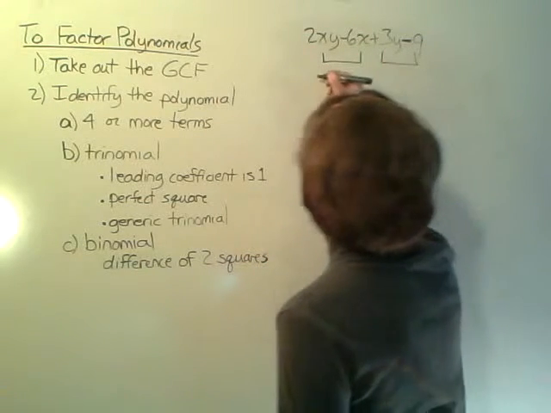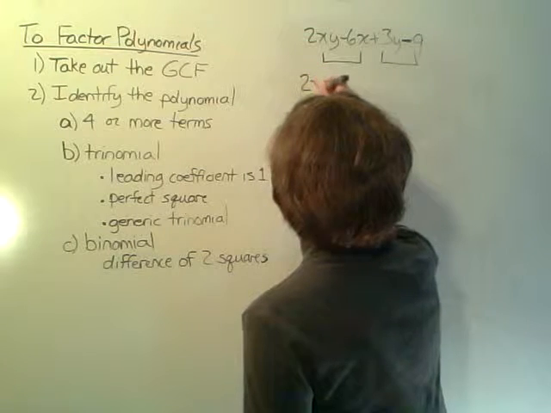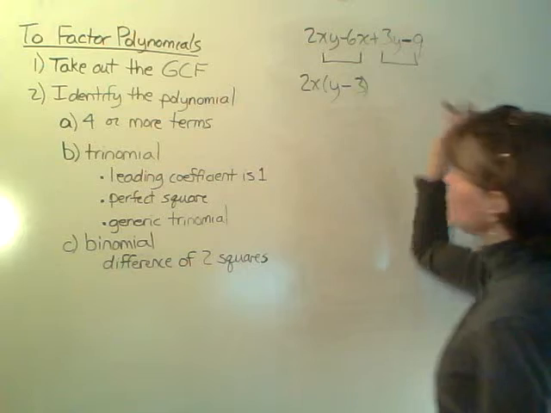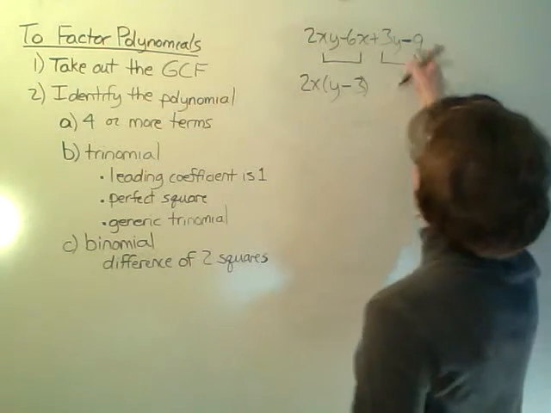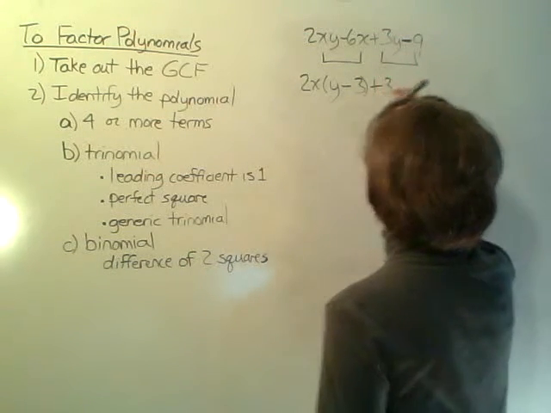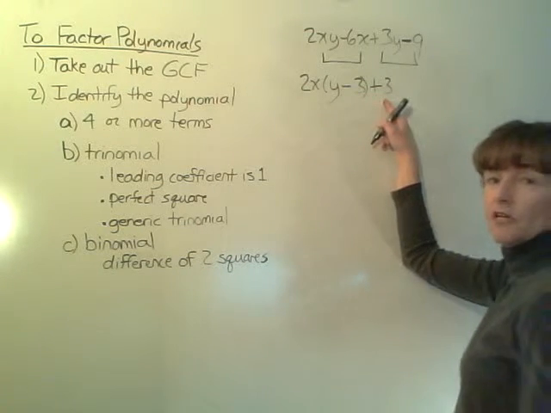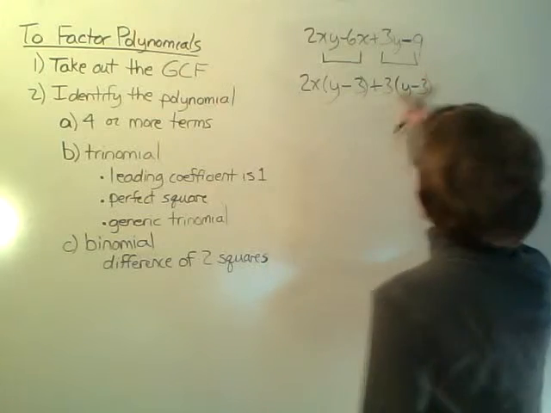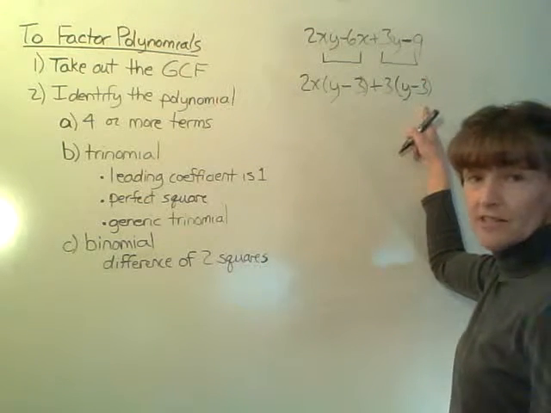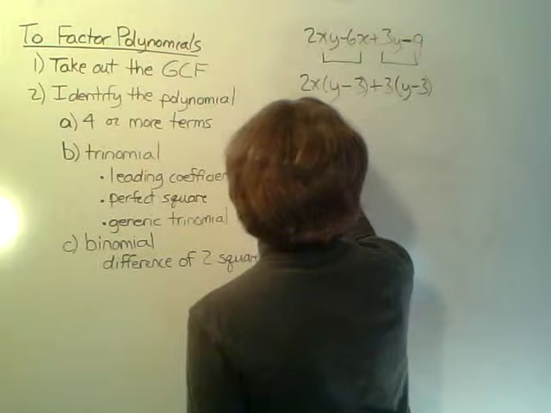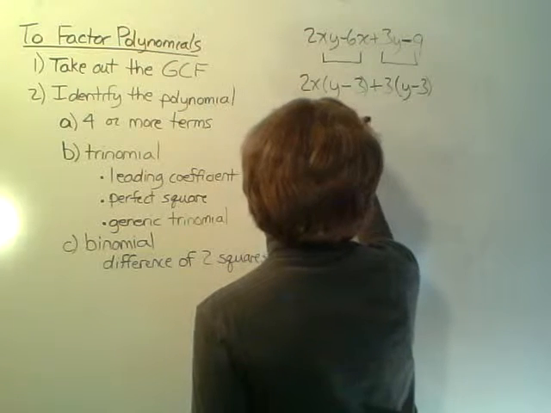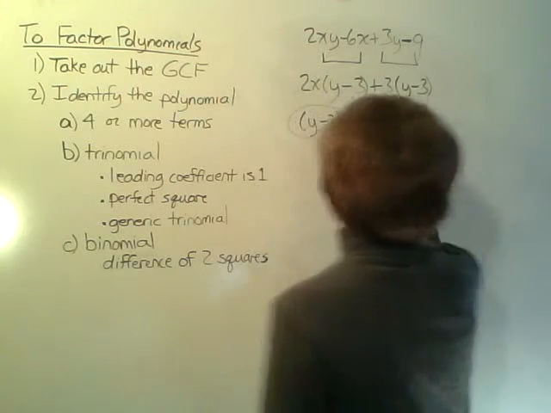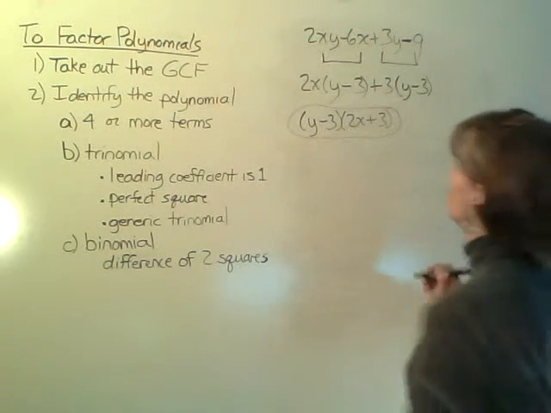All right, the first 2 terms have a 2x in common. So I'm going to take out my 2x, and I have y minus 3 left. And the last 2 terms have a 3. Remember to always put a sign in front of the number that you take out. And then I have y minus 3 left. These 2 factors are identical, so I can move on to the next step. So I take y minus 3 out, and I have 2x plus 3. And I have factored my polynomial.